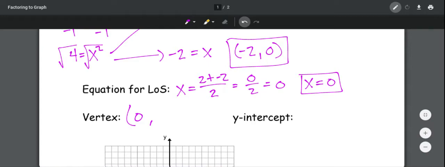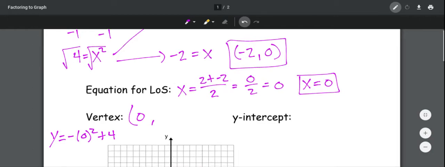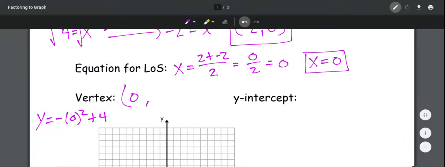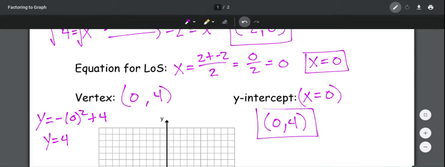So that means that your x value is already 0. So when I plug in a 0, it was plus 4, right? Yep. So that's 0. 0 plus 4 is 4. Now, when I do y-intercept, your x is 0 as well. So in this case, your vertex and your y-intercept are the exact same. It doesn't always happen like this, but sometimes it does.